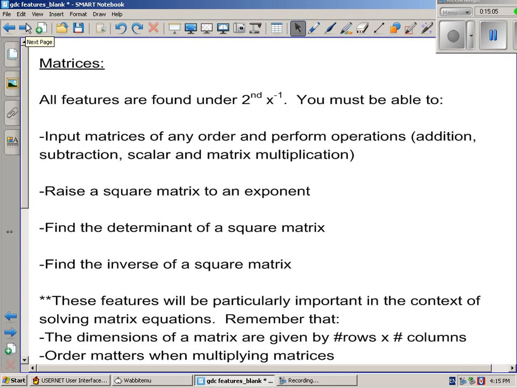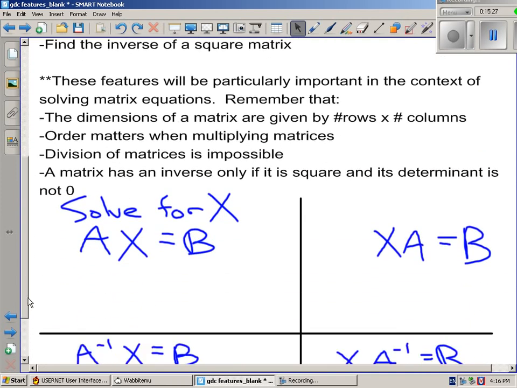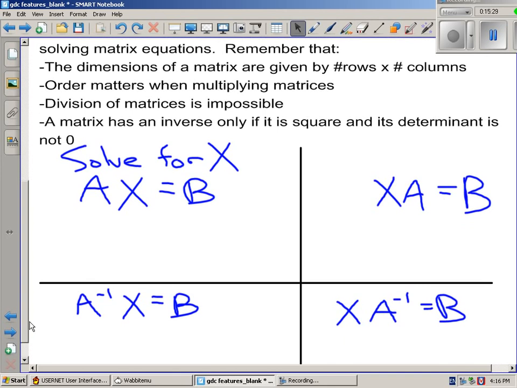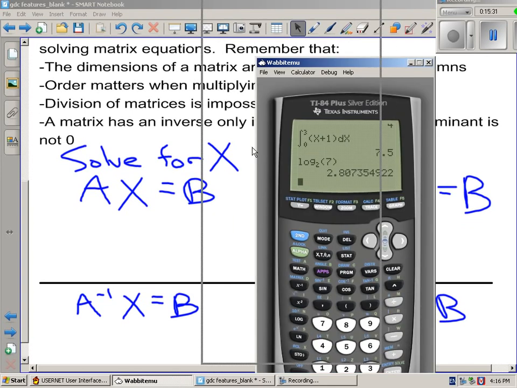Okay, matrices, we're not going to go through a whole lot in terms of matrices. It's pretty straightforward. Second, x to the negative 1. You need to be able to input matrices of any order and perform operations. Raise a square matrix to an exponent, find the determinant of a square matrix, find the inverse. Okay, so let's just quickly take a look in the calculator at what that looks like.